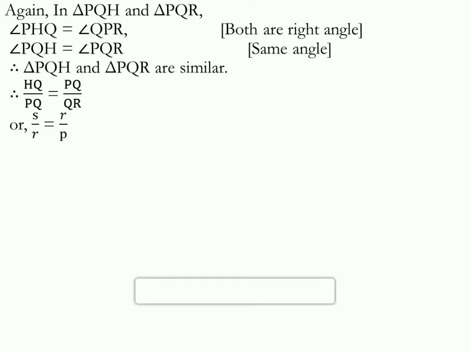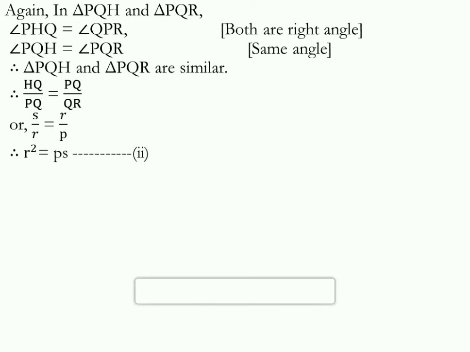So the ratios of the corresponding sides of triangles PQH and PQR are the same. So HQ by PQ equals PQ by QR. HQ is represented by S, PQ by R, and QR by P. So in short form, S by R equals R by P. If we cross multiply, it becomes R square equals PS.